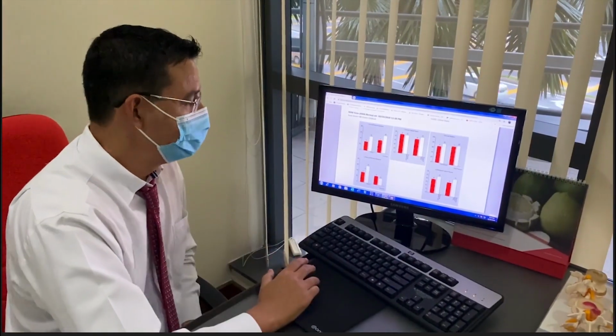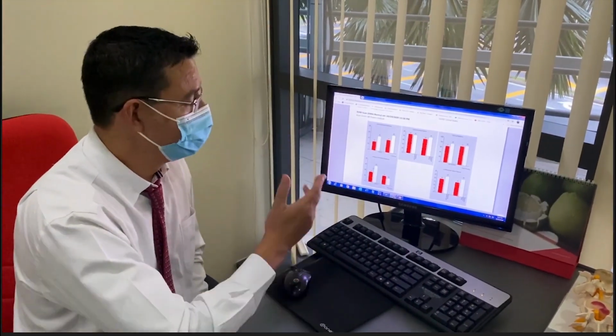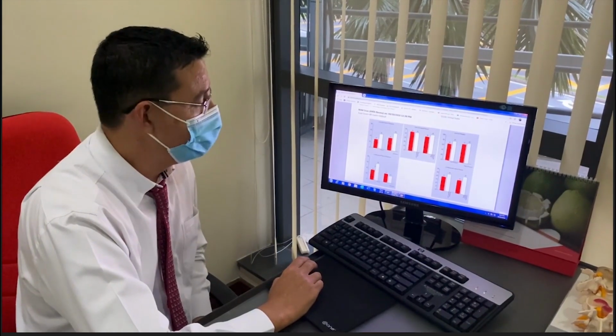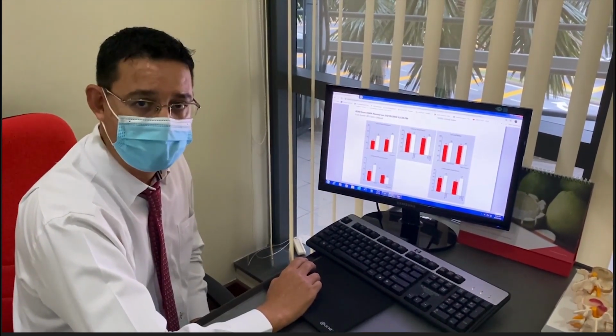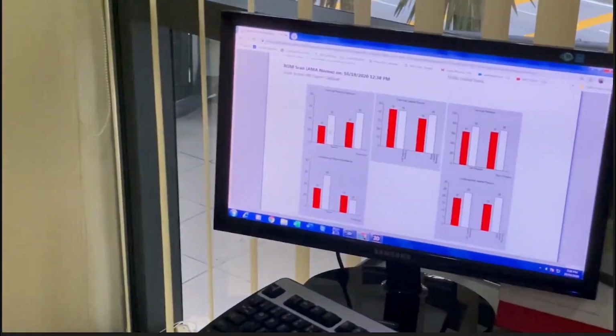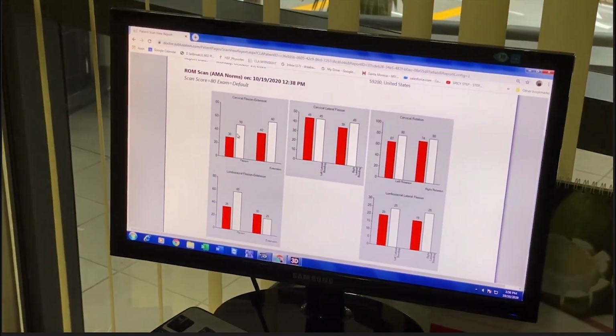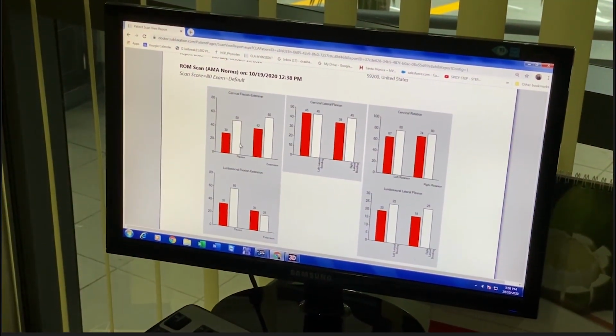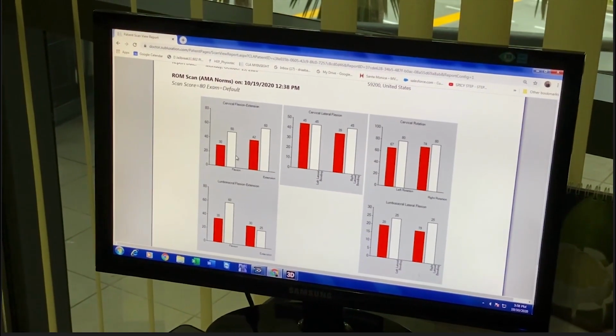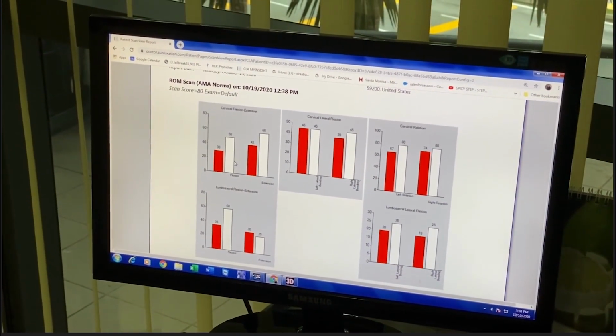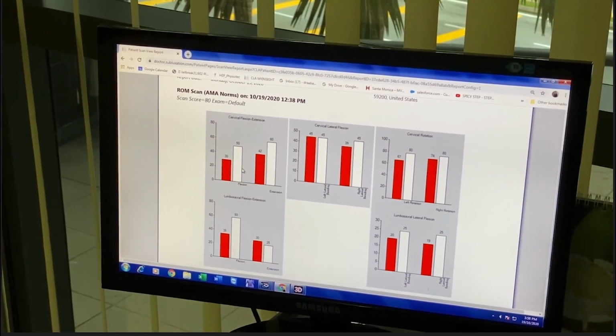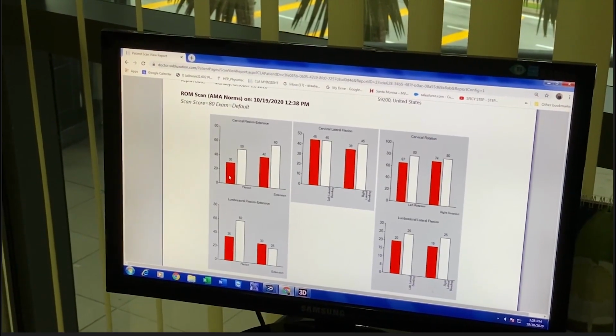Okay, this results here is the results for what we call your range of motion. This means how much you can actually move your neck. So what you see here is 2 bars, right, in the bar graph. The white bar is the normal range of motion. That means how much movement you should have, or how much movement we all have. The red bar is your actual measurement.